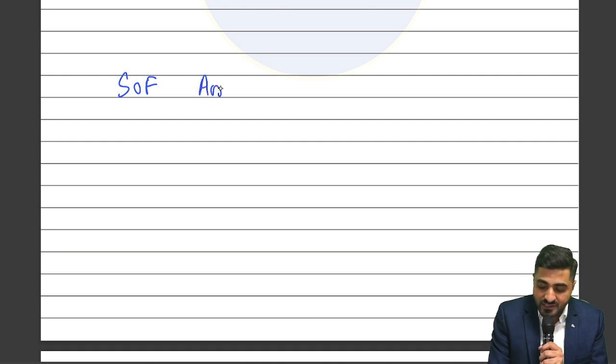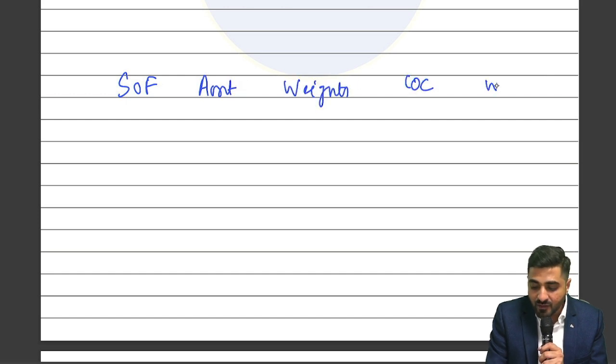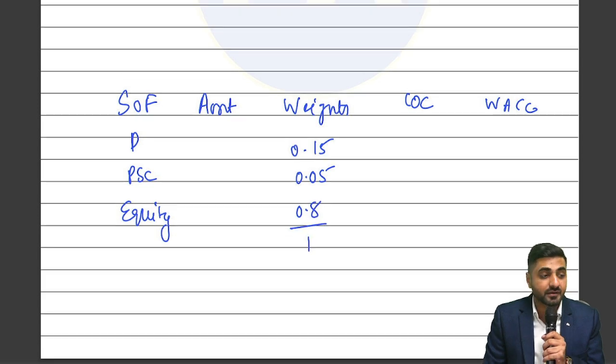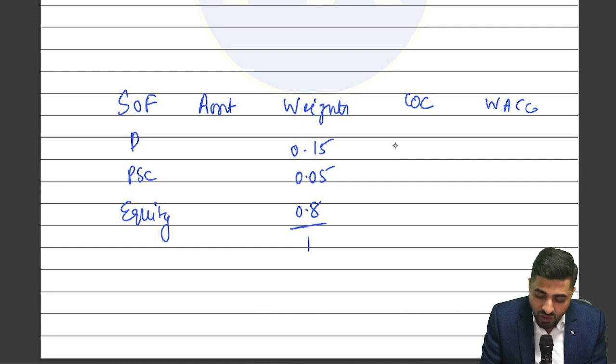That will be sources, amount, weights, POC, WACC. Can you give me the sources? Debentures, preference shares, equity. Now I will not write down reserves and surplus. Write down equity. Are my weights defined? Yes or no? Yes. What are my weights? 0.15, 0.5 and 0.8. Total should be 1. Do I already have cost of debt? Yes or no? Yes. Which was 8.3.